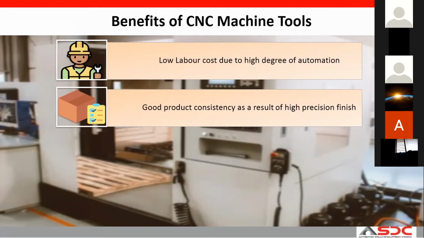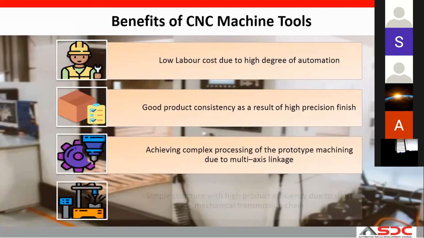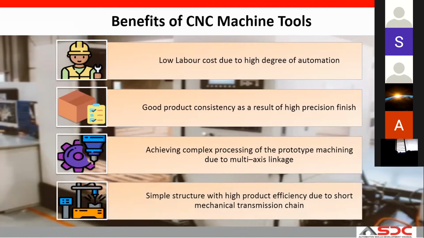So precision is the machine's responsibility, and accuracy is the user's responsibility, to maintain the accuracy of that particular job through machine setting and programming. Then precision is machines achieving complex processing of the prototype. We can create complex profiles very easily by using a CNC machine.